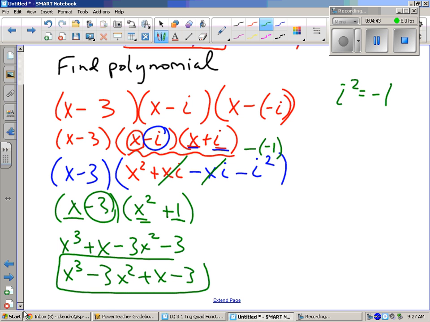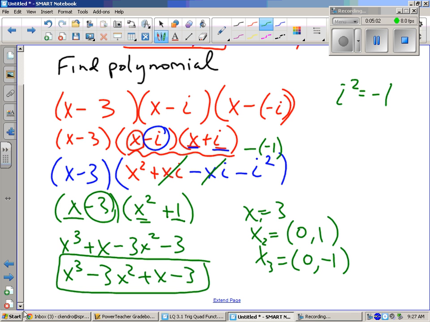There's our polynomial. So if I were to plug that in the poly button, it would come up with the answers of 3, and then that's the first answer. The second answer would be 0, 1, and the third answer would be 0, -1. That's what it would look like because this is the i, this is the negative i, and then the 3 is our normal one. Okay, so every time you set these up, you want to say x minus, x minus, x minus.